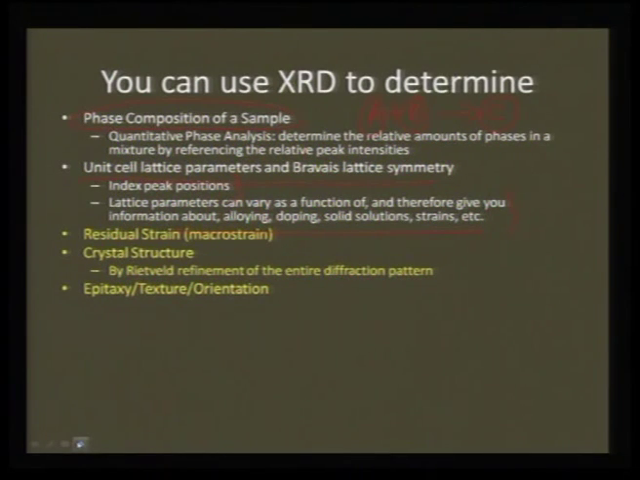And then we can also look at epitaxy, texture or orientation if we are going to make the material in thin film form. Suppose I have a sol gel route as we have seen earlier, and then I am going to make a thin film. How can I look at the texture, whether it is growing epitaxially or whether it is growing in an oriented way?